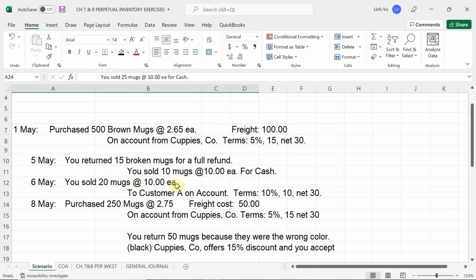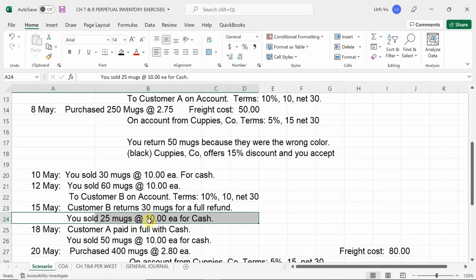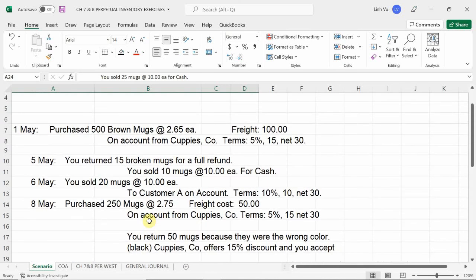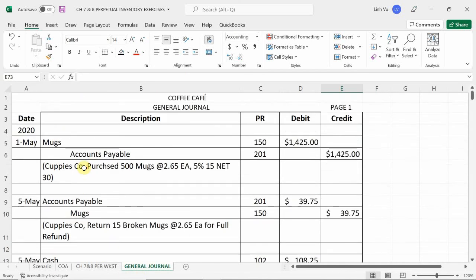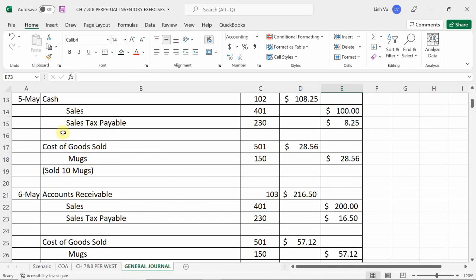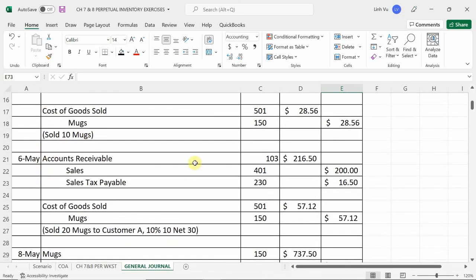Okay. We also gave, let me see, did customer A return anything? It doesn't look like there was any returns or anything there. So in this case, they owe us for whatever they owe us. Okay. So let's take a look at our journal. How much does customer A actually owe me? So customer A, right, owes me a grand total of $216.50.